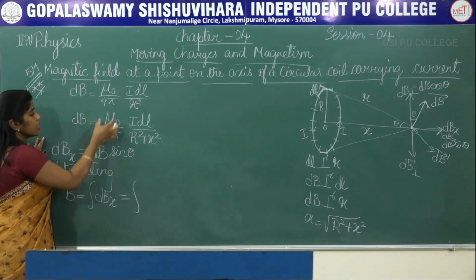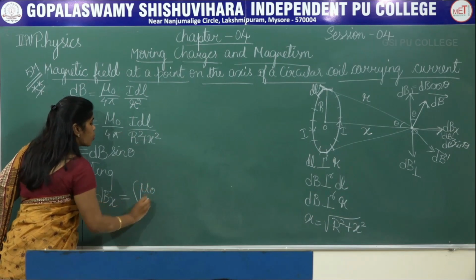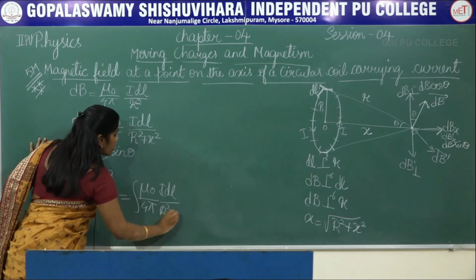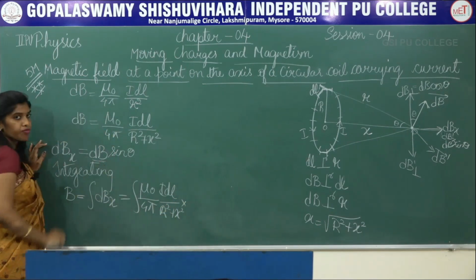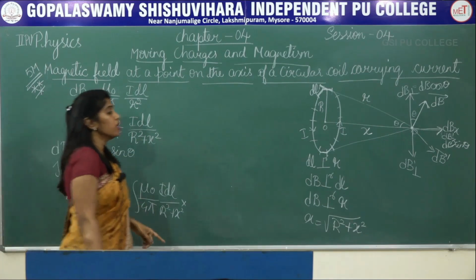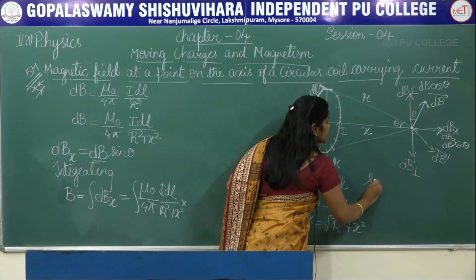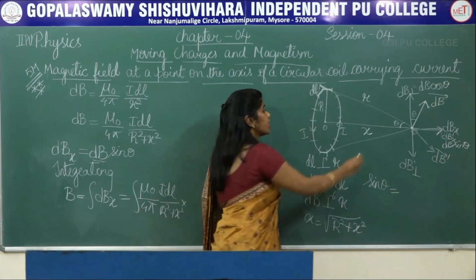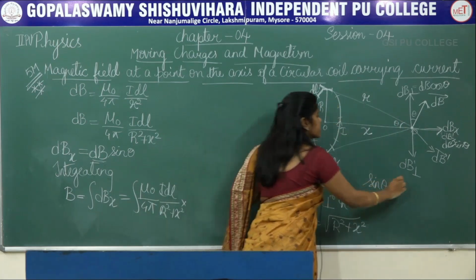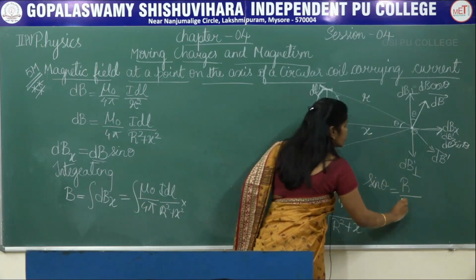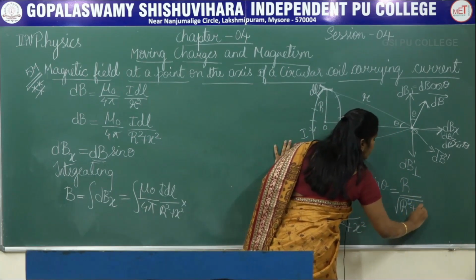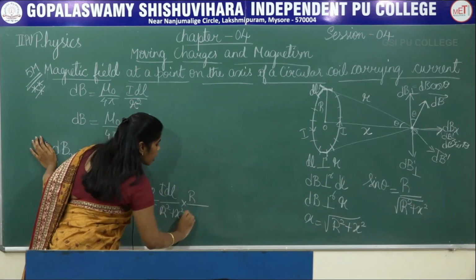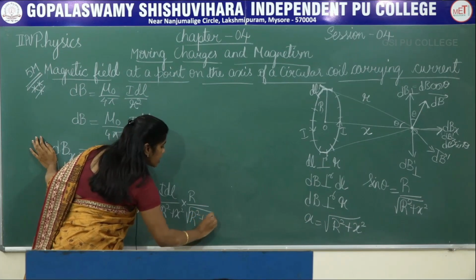So first, dB, we have the formula here. Let me substitute mu naught by 4 pi I dl by R squared plus x squared. This is dB. Coming to sin theta, what is sin theta? If this is angle theta, then sin theta is opposite by hypotenuse. Opposite is capital R divided by the hypotenuse, which can be written as under root R squared plus x squared. Let us just multiply that here. Sin theta is written as R by under root R squared plus x squared.